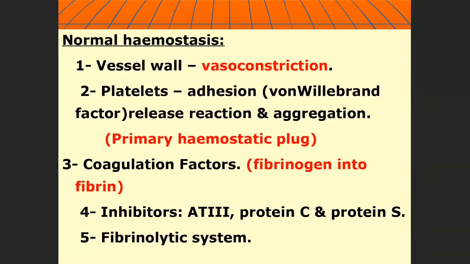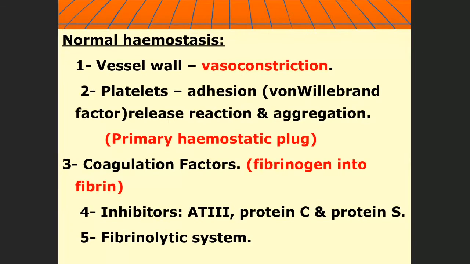Okay? Normal hemostasis is brought about by the interaction of different systems in the body. Disturbance in any of these systems will lead to disturbed hemostasis. They include, number one, the vessel wall. When there is an injury, the vessel wall will constrict. Okay? It responds by vasoconstriction, which is a neurogenic reflex. This is to prevent bleeding.